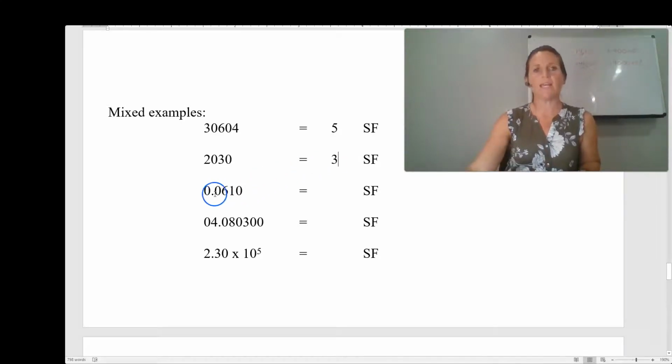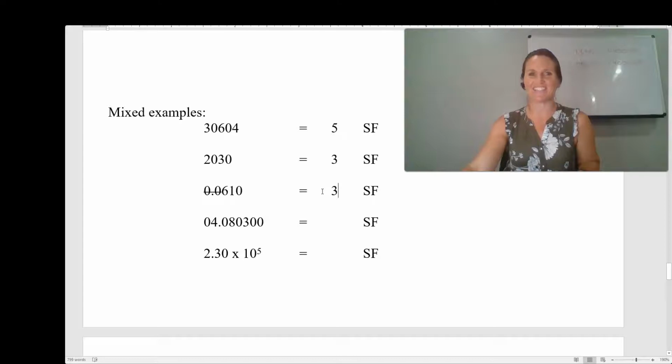Our next one, 0.0610. Leading zeros, remember, are never significant. So 6, 1, and 0 are all significant. The end 0 is significant because there's a decimal place in the number. So this one has 3 significant figures.